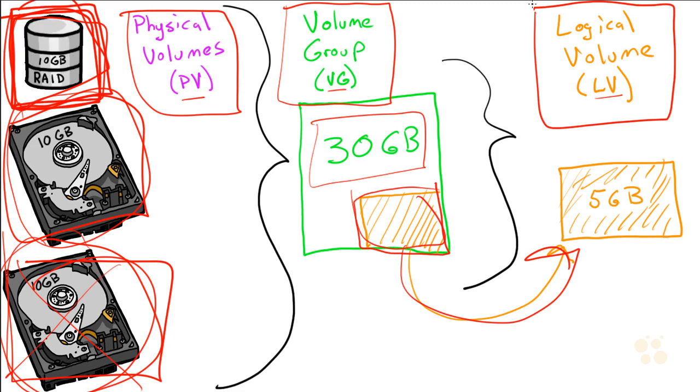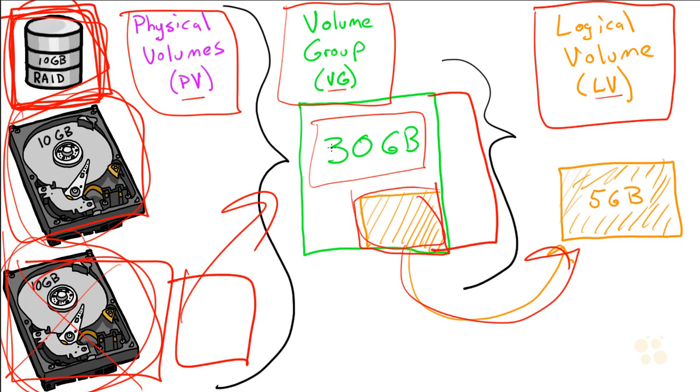And why would you go through all of this trouble to put devices together only to slice off pieces of them? Well, it's because LVM offers some really cool things. You can add a physical volume to an existing volume group. Let's say you needed more than 30 gigs of storage. You could add another hard drive, and all of a sudden now you have 40 gigabytes of storage instead of just 30. And you can do this without changing any of the other things like the logical volumes.